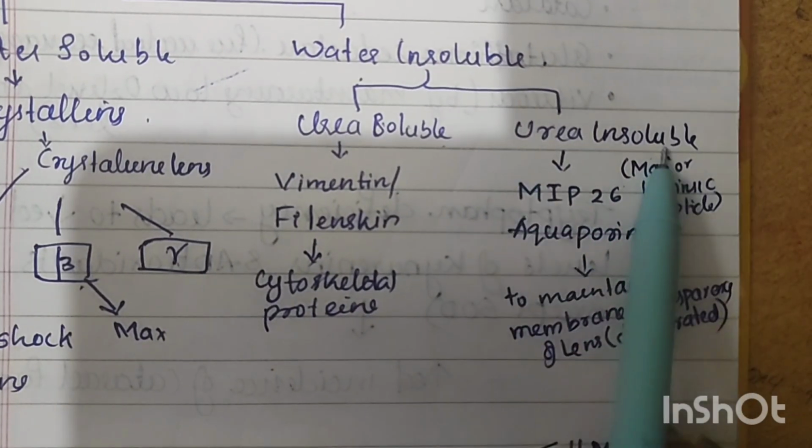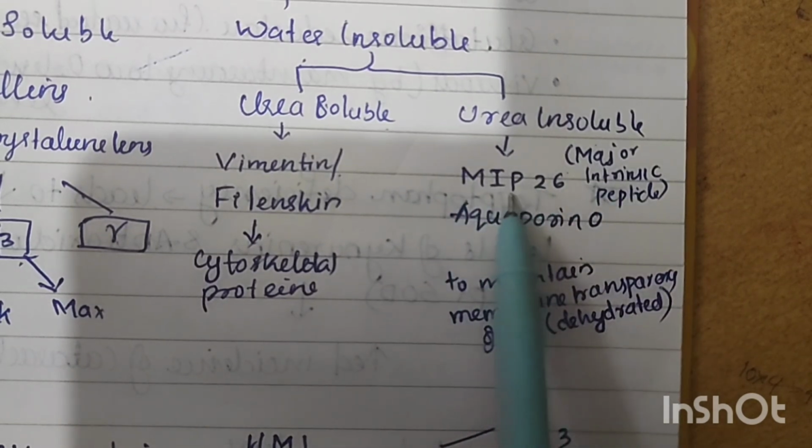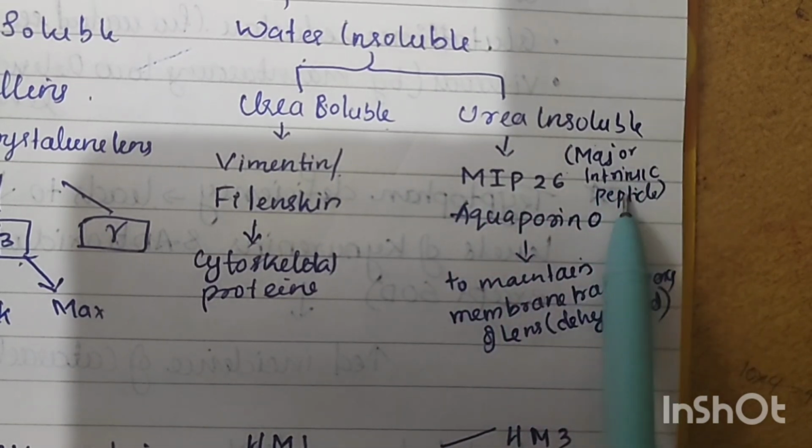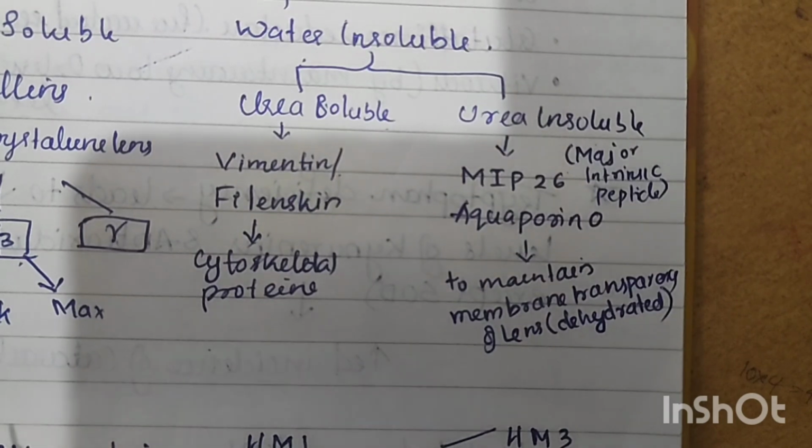They are also called the cytoskeletal proteins, which help in the structural formation of the lens. Then the urea insoluble proteins, the first one is MIP26, which is the major intrinsic protein, or aquaporin 0. Aqua, we know, is related to water. It mainly helps in maintaining the transparency of the lens, keeping the lens dehydrated without forming any edema in the lens.